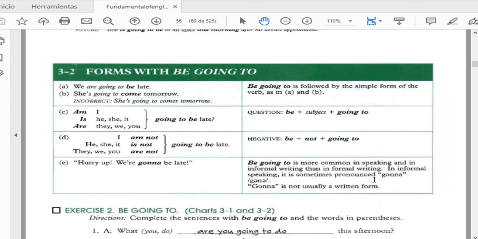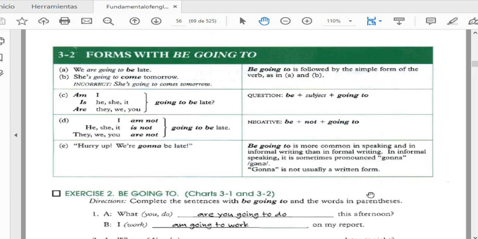In informal speaking, it is sometimes pronounced gonna. Gonna is not usually a written form. That's what I explained to you.